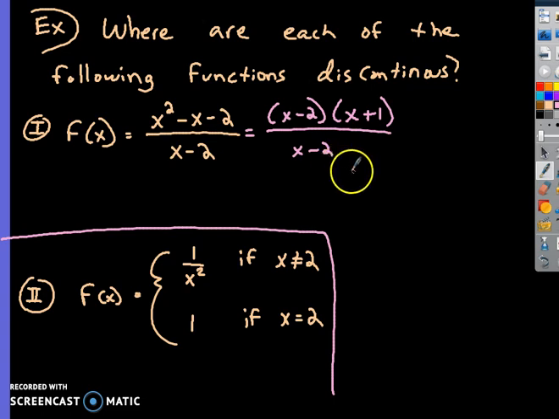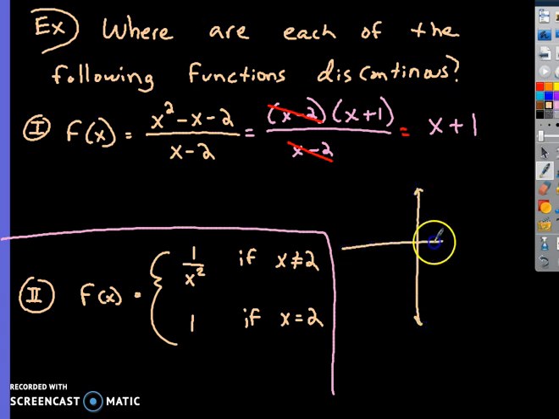So because we have factors in common, x subtract 2 and x subtract 2, they would cancel each other, leaving you with just x plus 1 as this function. So if you graph it, this function would essentially look like x plus 1. It would look like the function that has a slope of 1 and a y-intercept of 1.